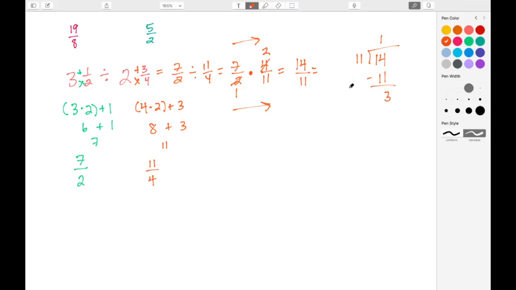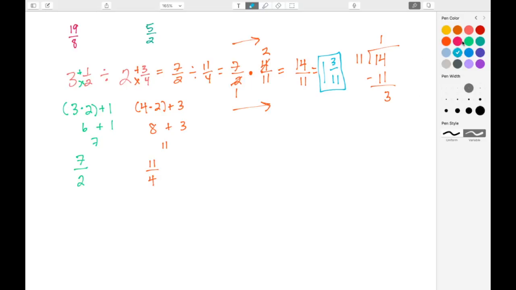14 minus 11 is 3. So now I have enough to write my answer here as a mixed number. My quotient 1 becomes my whole number. My remainder 3 becomes my numerator. The 11, my divisor, becomes my denominator. So here I see that my quotient is 1 and 3/11 when we evaluated this division problem.